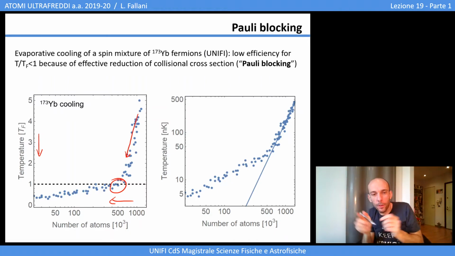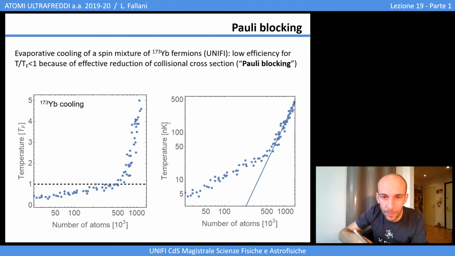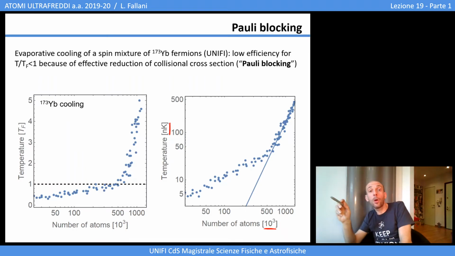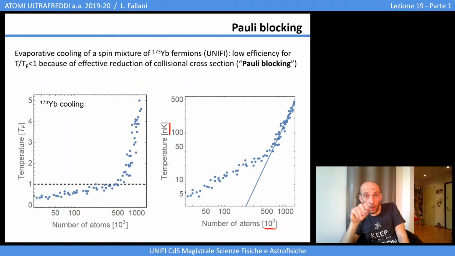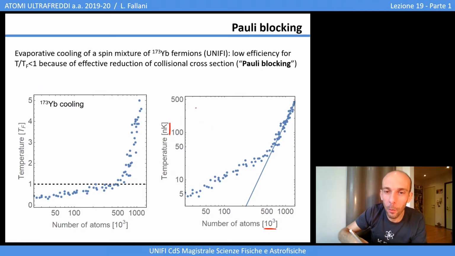And this can be observed more clearly maybe on the plot on the right, where you have the same data, but here the temperature is plotted in absolute units, so nanokelvin, again as a function of the number of atoms. And this plot is in double log scale, so you have a log scale both for the vertical axis and for the horizontal axis. We studied evaporative cooling, and we saw that in evaporative cooling you have a scaling law of the temperature with the number of particles.